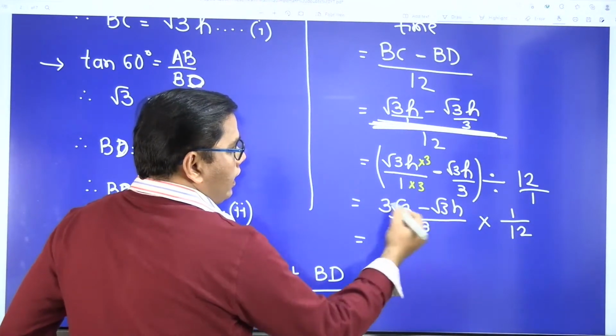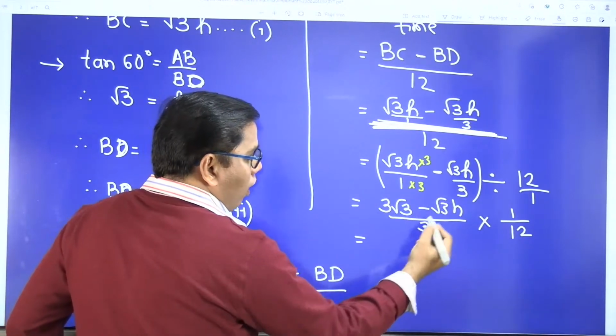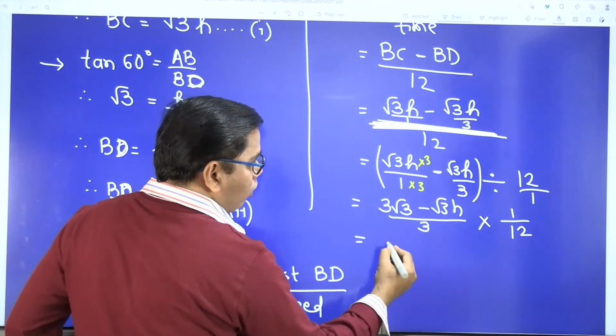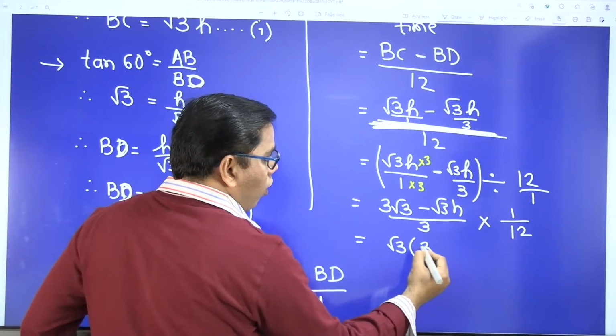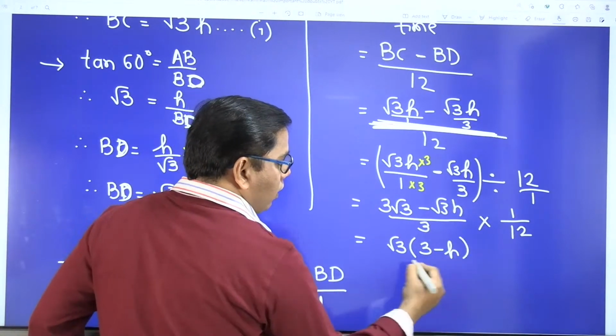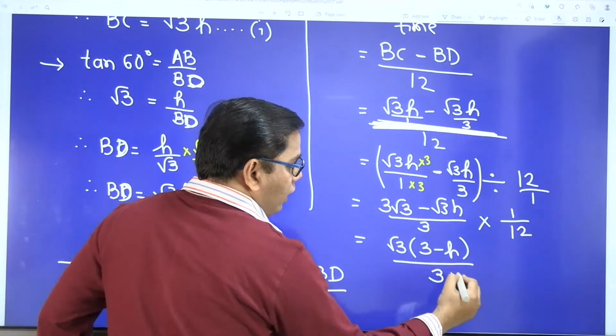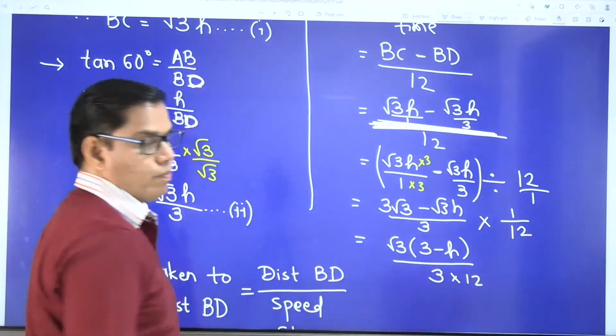Can I take anything as common now? The answer is yes, I can take root 3 as common. So when I take root 3 as common, this is root 3h into 3 minus 1 upon 3 into 12. Correct?